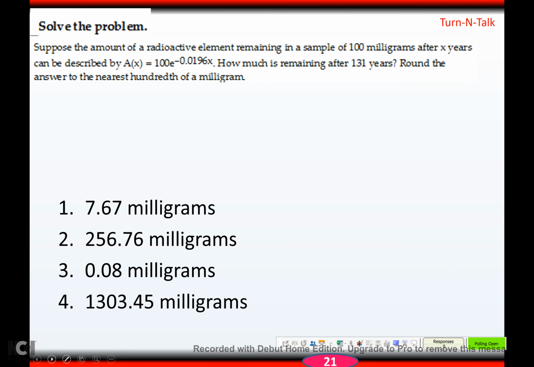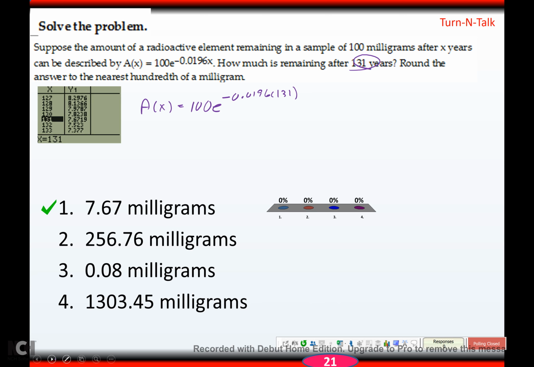Alright, so you do this one, hit pause, come back when you're ready. And hopefully you got number 1. If you did not, there's your function, A of x equals 100 e to the negative 0.0196x, and they gave me x's time, 131. If you type that in the calculator, or type the function in and use the table, you get 7.67. Okay?